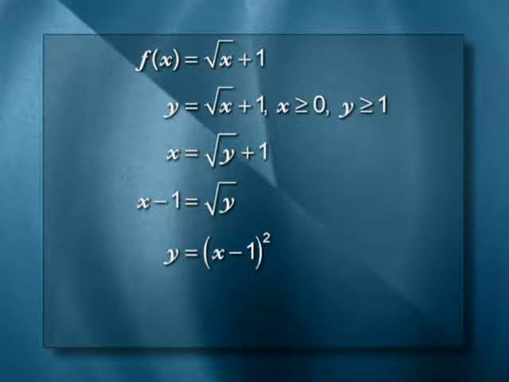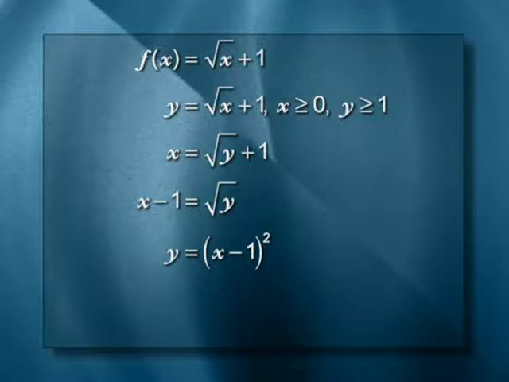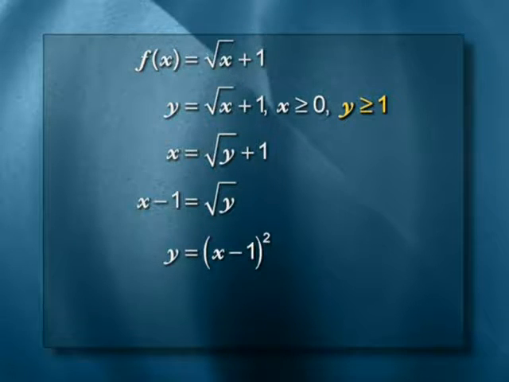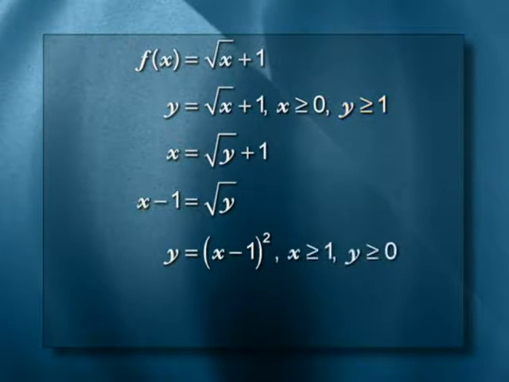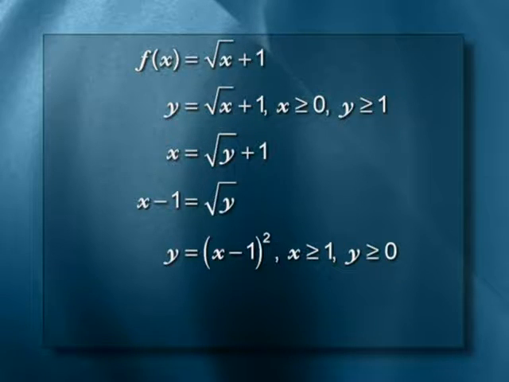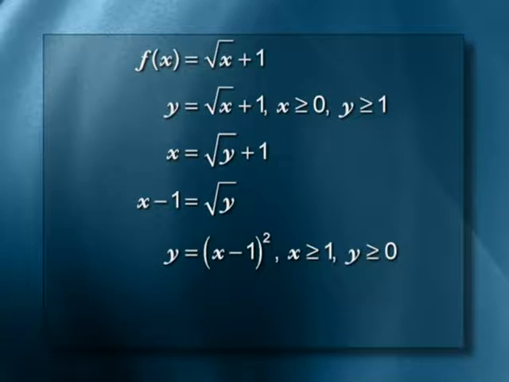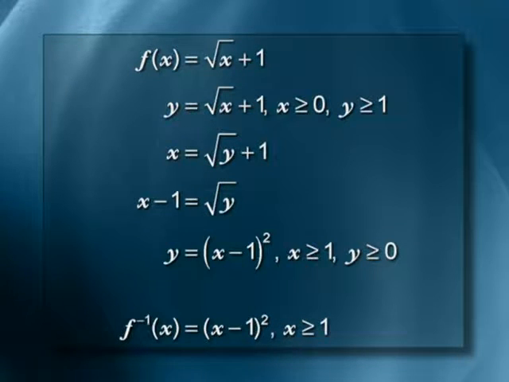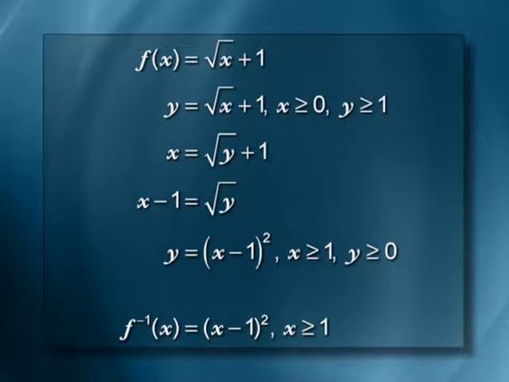Well, remember, look back at the original function. What was the range of that original function? It was y bigger than or equal to 1. That means the domain of the inverse must be greater than or equal to 1. So it's really y equals x minus 1 squared on a restricted domain. The domain is x greater than or equal to 1. Kind of subtle, isn't it? The inverse of that square root of x plus 1 is the function x minus 1, quantity squared, restricted to the domain x greater than or equal to 1.